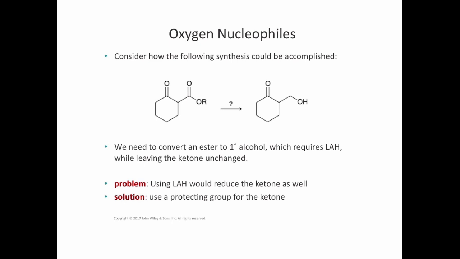The following synthesis could be accomplished. So here you want to just reduce an ester but not the ketone. Any type of hydride reagent you would use would reduce both the ketone and the ester. So how would you accomplish this? Well, the answer is you would use a protecting group for the ketone.